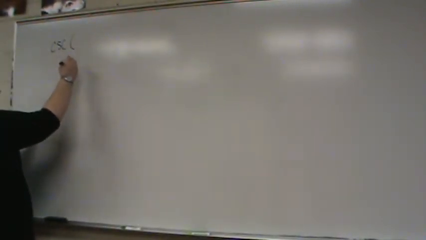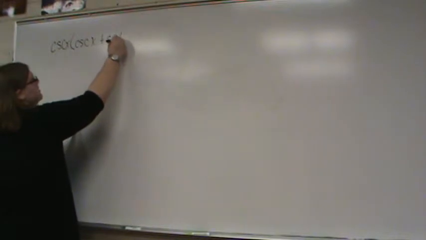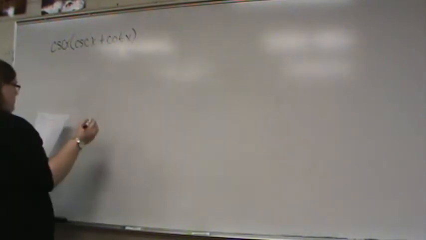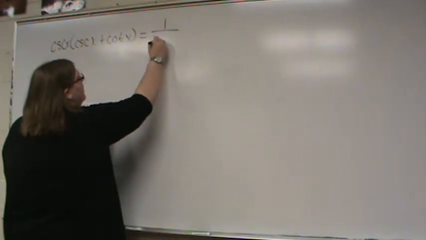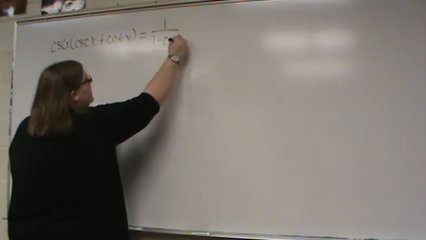All right, number 2. Says cosecant times cosecant plus cotangent x, and says that that equals 1 over 1 minus cosine x.